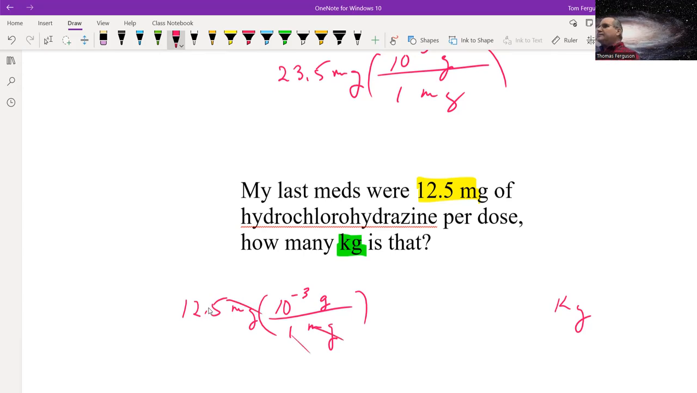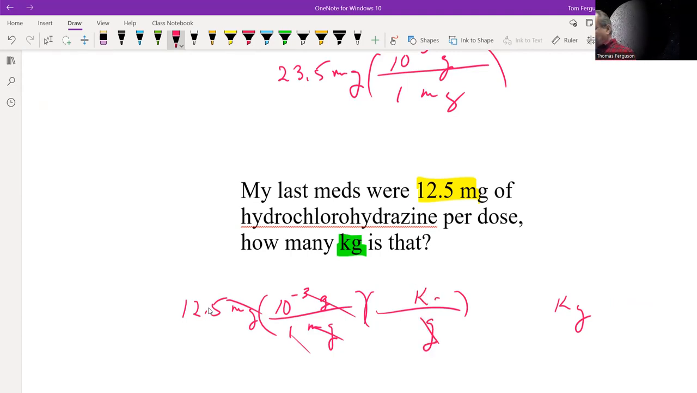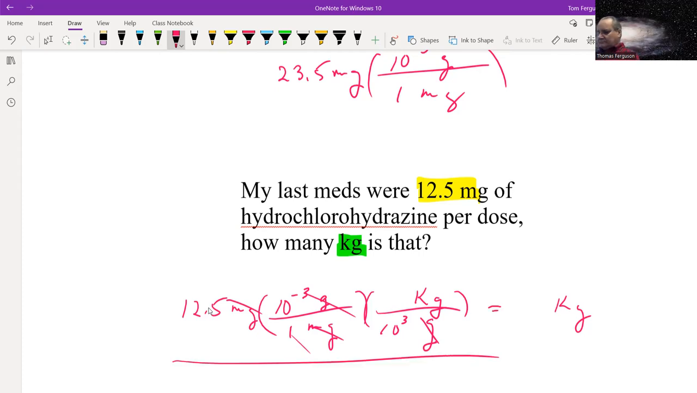Now we're going to go from grams to kilograms. So the grams have to cancel. That means grams go on the bottom and kilos on the top. And there are 1,000 grams in a kilo. Okay, without using your calculator or anything, you've just earned 90% of the points.